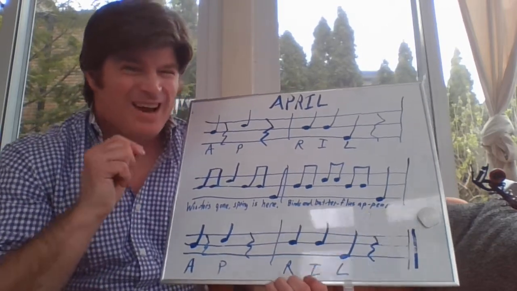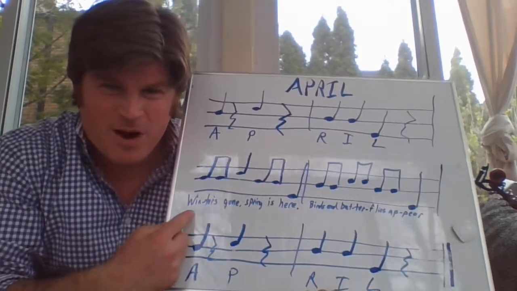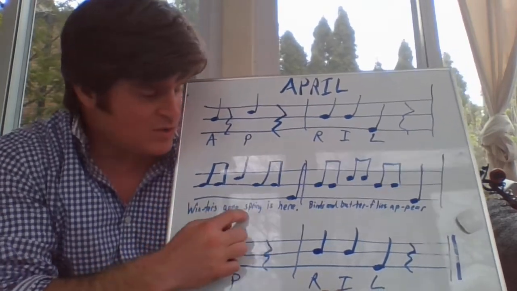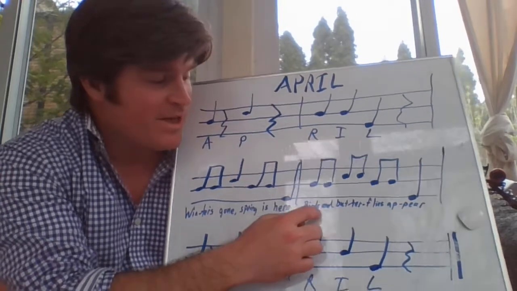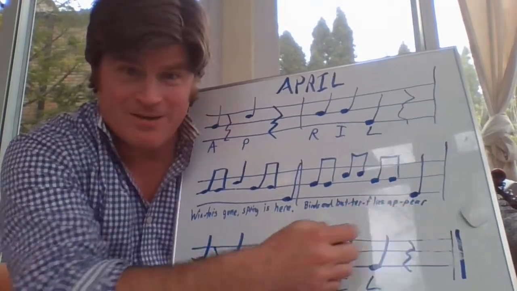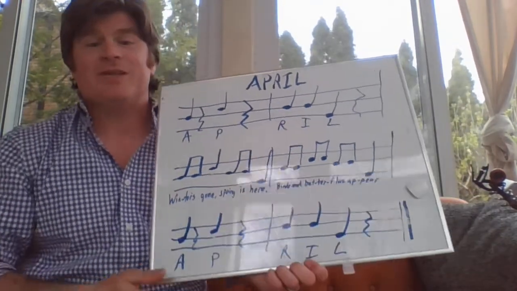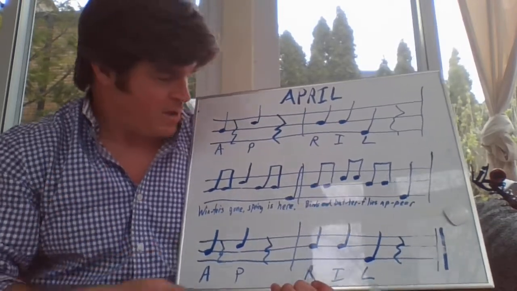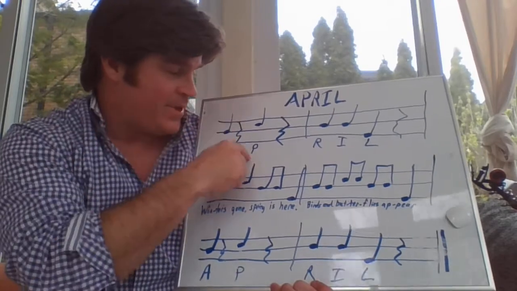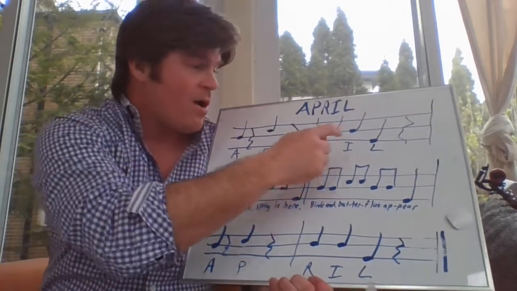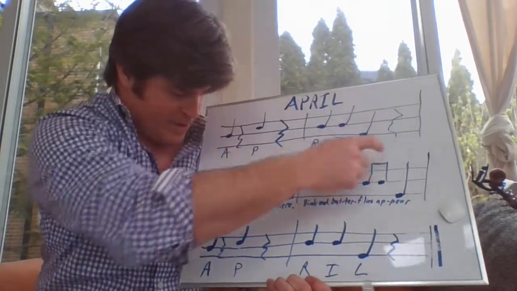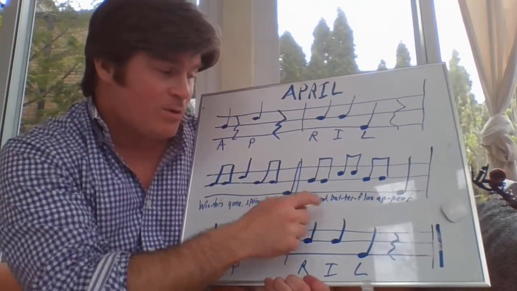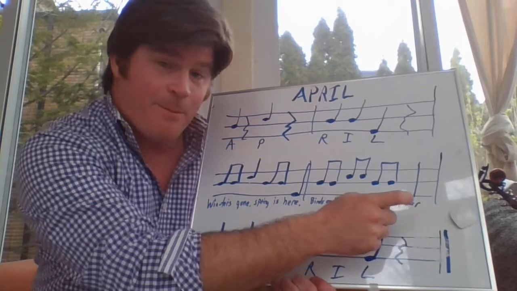Good. Now, I just realized that it might be a little bit hard to read this part. This says, winter's gone, spring is here, birds and butterflies appear. So now let's do it together. One, two, here we go. A, P, R, I, L. Winter's gone, spring is here, birds and butterflies appear.